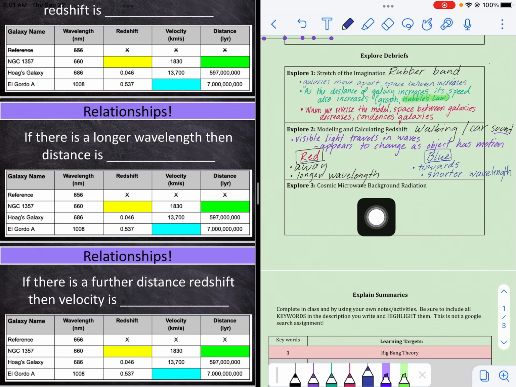So it's being able to recognize those characteristics of visible light, right? Again, that's our focus. These are all characteristics of visible light and how we can apply them to different things in space.